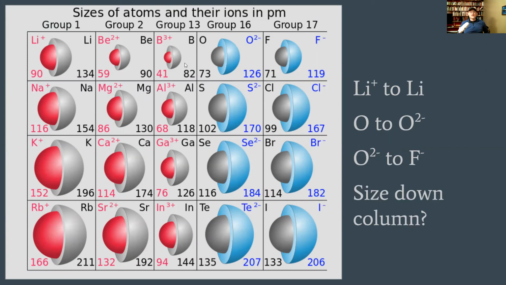So let's go ahead and take a look at oxygen next. So oxygen to oxygen 2-. So if I'm looking at this one right here, you'll notice that oxygen as an atom this time is now on the left, and oxygen as an ion is on the right. It went from an oxygen atom to an oxygen with a 2- charge. What happened to the size? Why did the size go up?